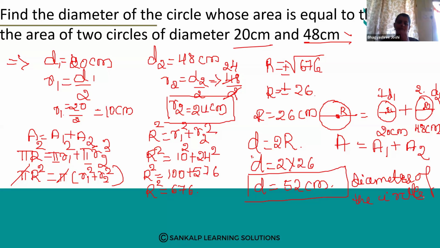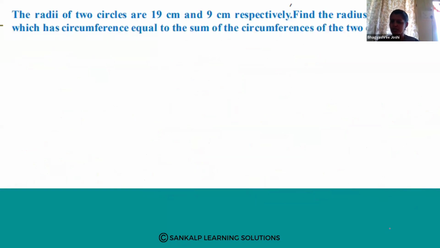Right. Okay. Now, understood? Shall we move to the next question? Yes. The next question is like this. See, radii of two circles are 19 centimeter and 9 centimeter respectively. It is also the same problem. Find the radius of the circle which has circumference equal to the sum of circumferences of the two circles.